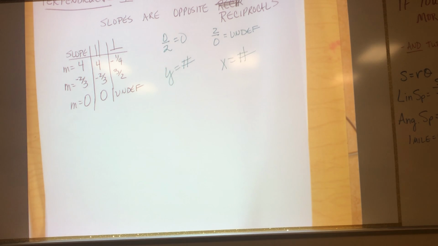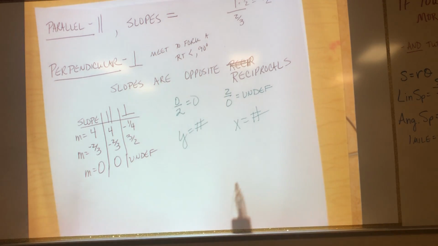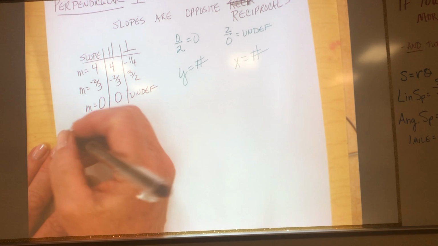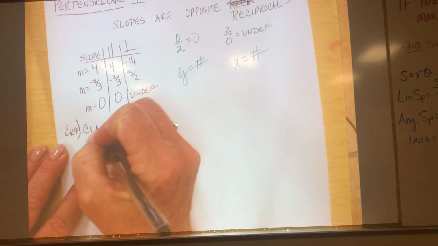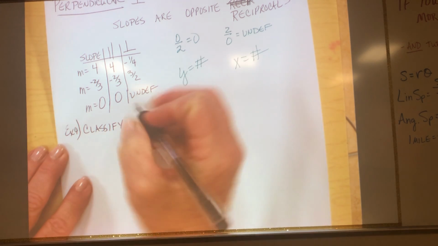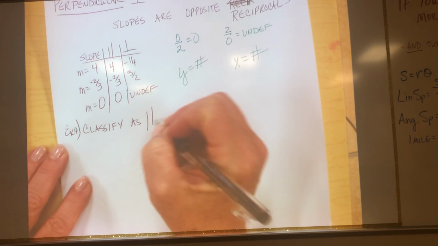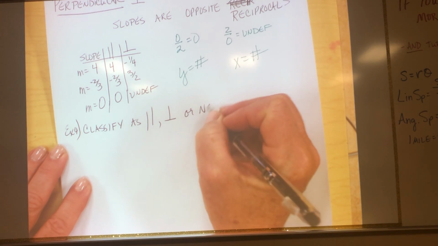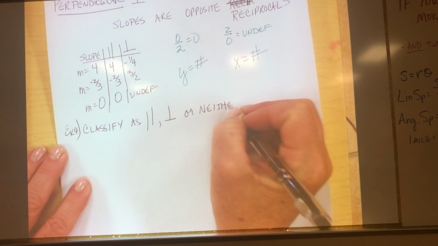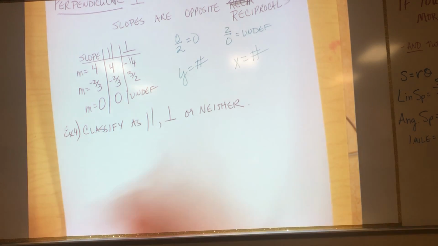All right. So before we get started on the next section, let's make sure we got this one. This is the last thing that we talked about, parallel and perpendicular lines. So this is example 4. I want you to classify as parallel, perpendicular, or neither. Parallel, perpendicular, or neither.